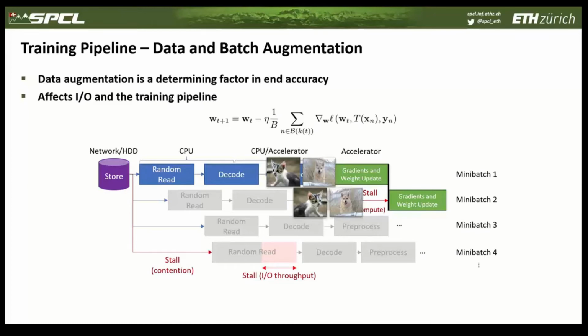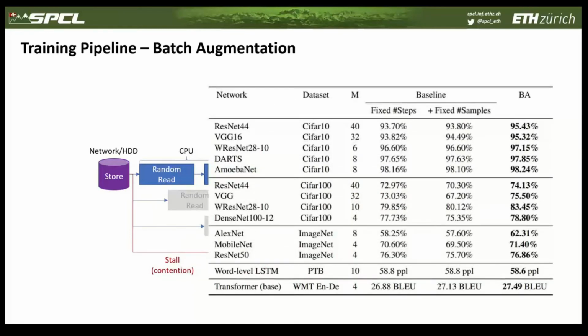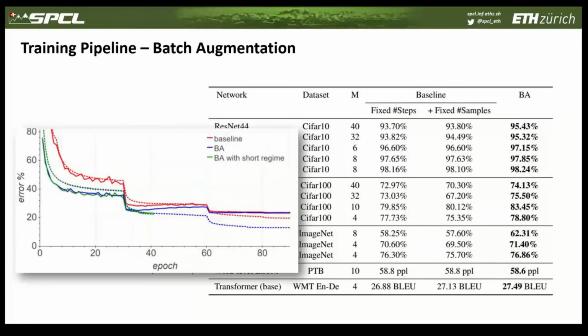But what we found in a recent work is that you can also change the way that you are augmenting the data. So instead of having different samples reading different augmentations of the same sample, we can have, within the same mini batch, different augmentations of the same sample. So now we've also reduced the I/O costs of training. And not only that, we can actually improve the generalization of different problems. And with that, you get to the same accuracy in ImageNet with half of the epochs.